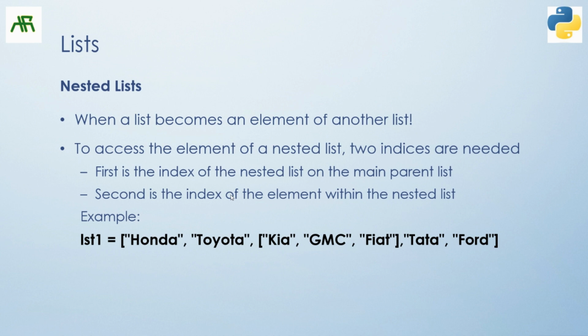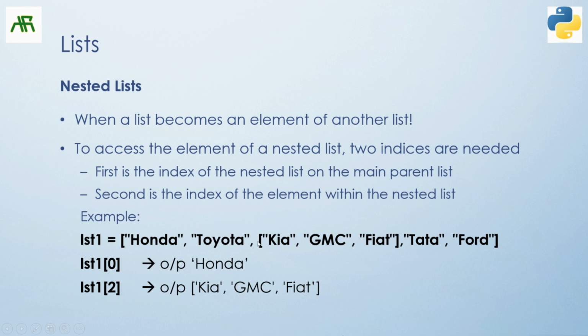For example, I have a list here: Honda, Toyota, and a list within that list, Kia, GMC, and Fiat, and the parent elements Tata and Ford. So if you want to access one of these elements, Kia, GMC, and Fiat, I need to access it with the index number for this whole list first and then the element within that list. Here is how it is. If I print just with one index, say list 1 of 0, I'm going to get the first element of the parent list. With 2, I'm going to get the entire list.